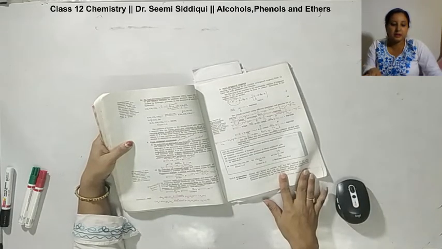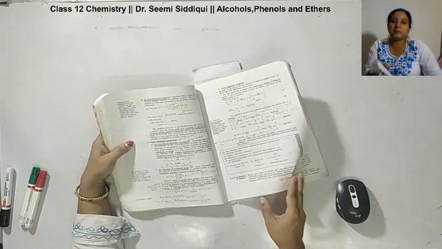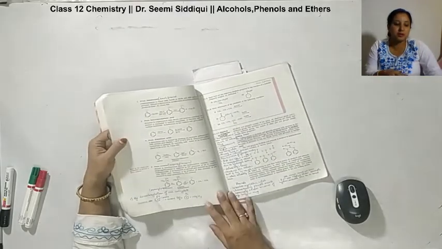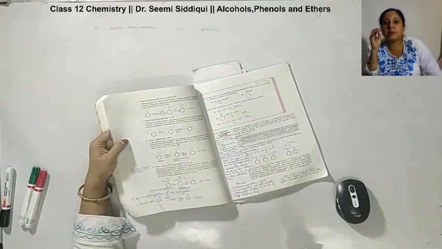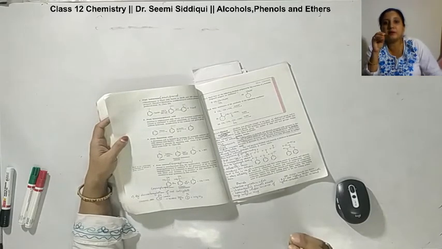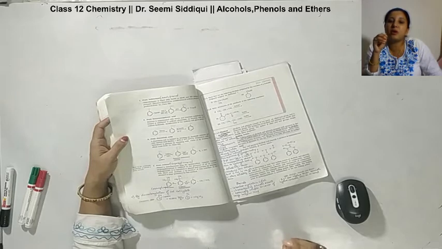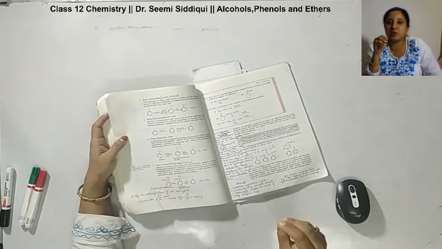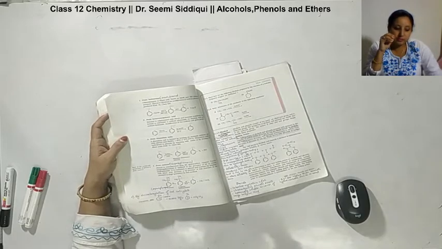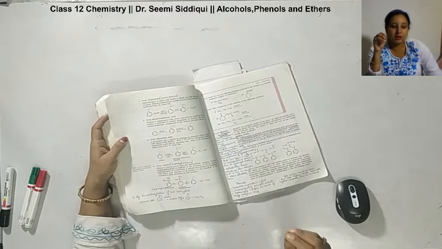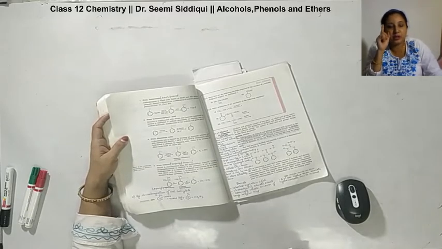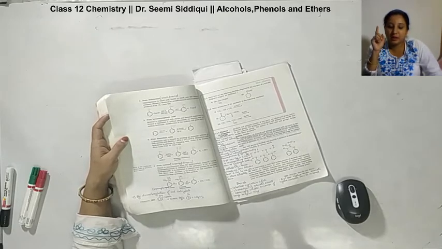Then coming to the reactions for the preparation of phenols. If you are going to prepare a phenol from a haloarene, that particular reaction is called the Dow's process. You will call it Dow's process. Then we did the cumene reaction. I told you that cumene is also called isopropyl benzene.